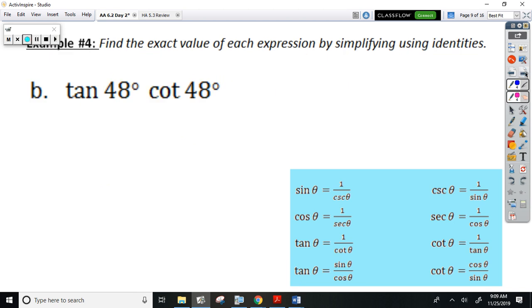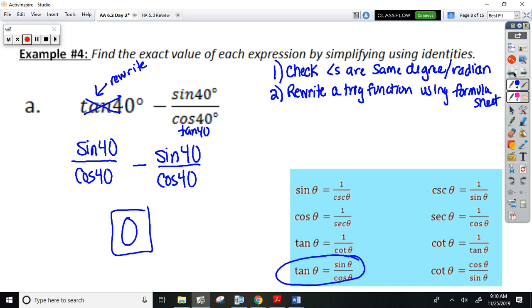Okay, next one. Check our angles first. 48, 48. Those are good. We need to change one. Don't change both, because then usually they don't have anything alike. What was the second step? It said check angles or same degree. What was the second one? Check angles and then rewrite a trig function using your formula sheet.